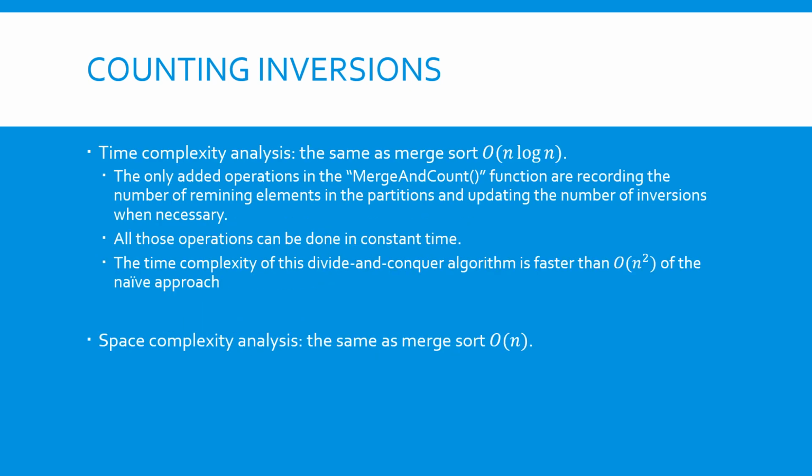Finally, the time and space complexity for counting inversions are also the same as merge sort. This is because we only need to add a few scalar variables to keep track of the number of remaining elements in the partitions and store the inversion counts. Additionally, computing these scalar variables can all be done in constant time. Therefore, it retains the original time complexity of merge sort. Note that this time complexity is faster than the O(N squared) time complexity of the naive approach.